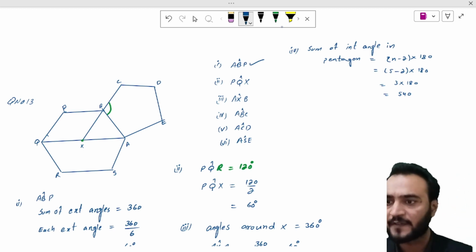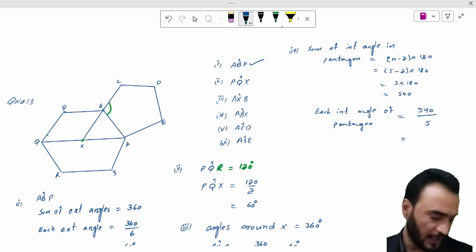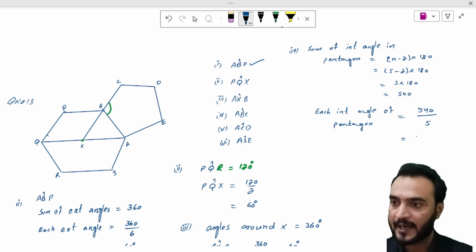And the pentagon has 5 sides. So each interior angle of the pentagon is 540 divided by 5, we divide the sum of interior angles of the pentagon by 5 because it has 5 sides. Dividing by 5, we get 108 degrees. So the angle which was required in part 4, ABC, is 108 degrees.